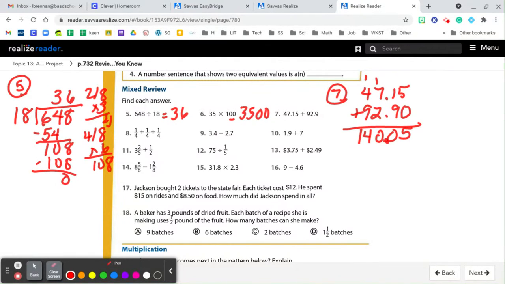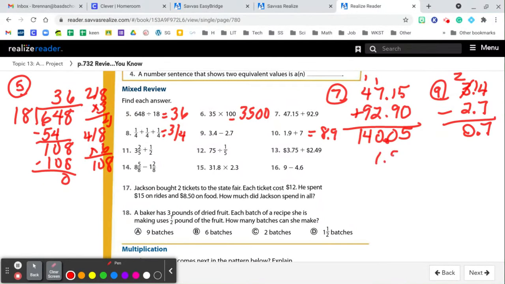For number 8, adding a quarter and a quarter and a quarter, we have 3 quarters. For number 9, 3.4 minus 2.7. Can't take 7 away from 4, so we're going to have to do some borrowing. And don't forget to annex a 0 before the decimal. For number 10, 1.9 plus 7 is 8.9. And if you need to write that out, remember you're writing it out in place value order, and you can annex a 0. Make sure you have everything all lined up.